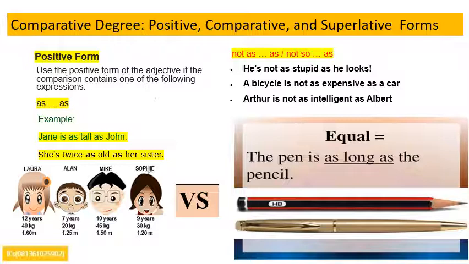Or you can also say Mike is older than Alan and Sophie, or Laura is the oldest student of the four students in the picture. So here is the comparative degree. But this is not what we discuss in the positive. It is only with as... as or not so... as.